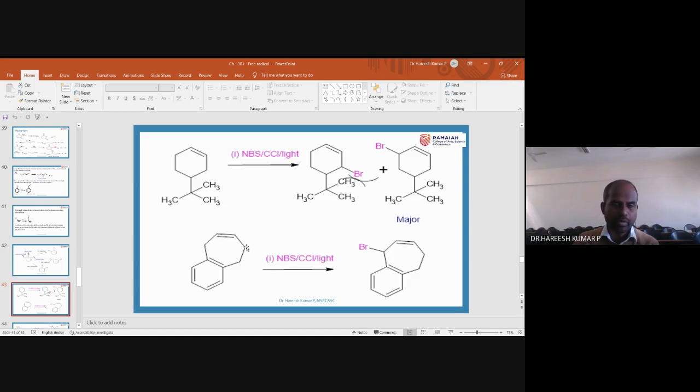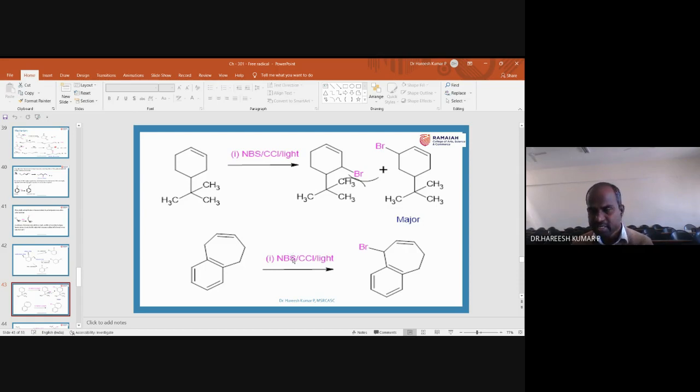Bromine is not attached to the other benzylic carbon, only to this benzylic and allylic carbon. That's what you need to remember, because bromine is attacking only this carbon, which is a benzylic carbon and also an allylic carbon. Allylic with respect to this double bond, benzylic with respect to this benzene moiety. And of course, this other carbon is also a benzylic carbon, but it is not an allylic carbon because it is attached to a CH2 group. Right.